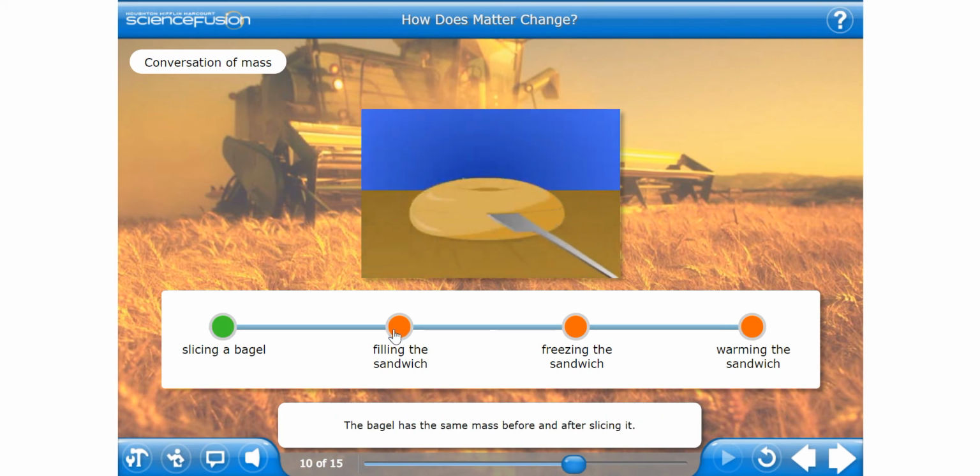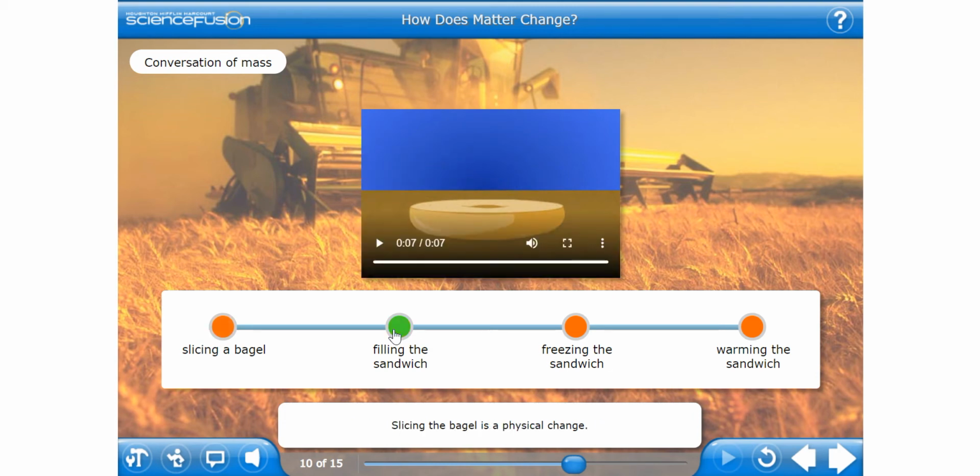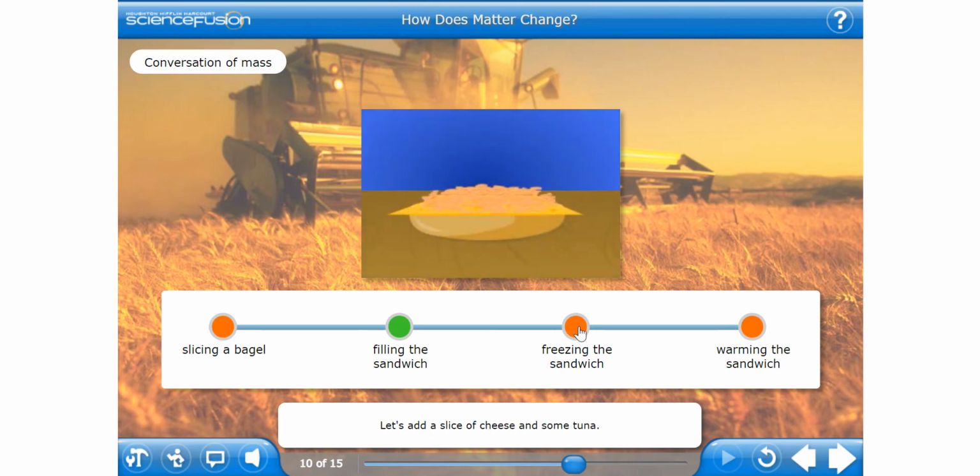The bagel has the same mass before and after slicing it. Slicing the bagel is a physical change. Let's add a slice of cheese and some tuna. The mass is now 180 grams. That's the sum of the parts.